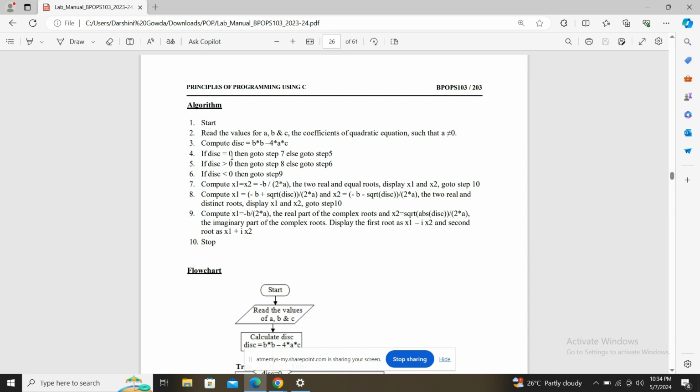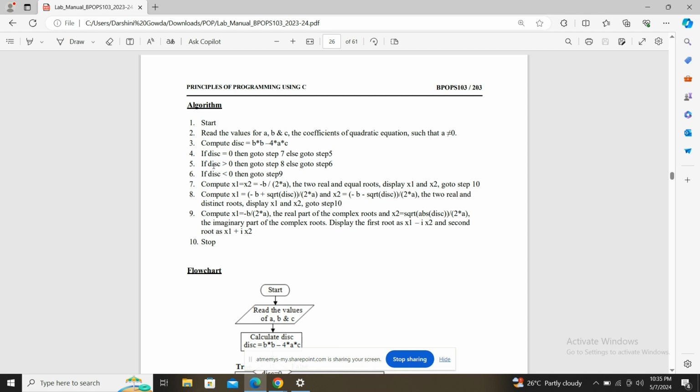When the discriminant value is greater than 0, the result is real and distinct. That is, the two roots are real and distinct. It will display the roots, x1 and x2. If the condition becomes true, it will go to step 10, and step 10 is to stop the execution.